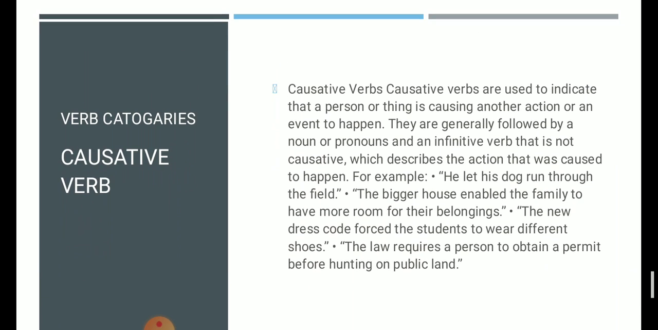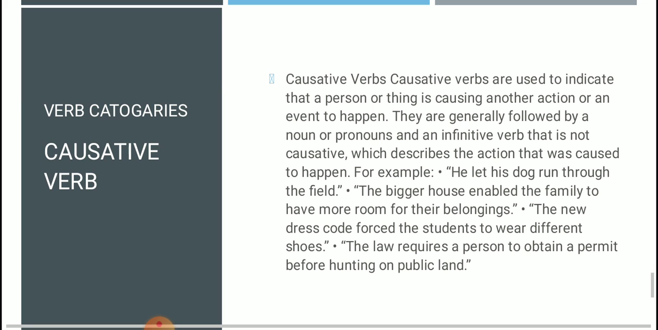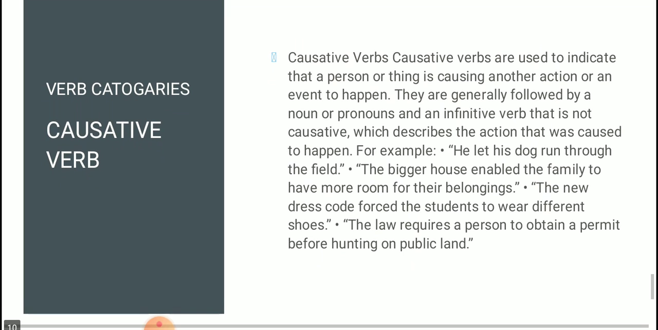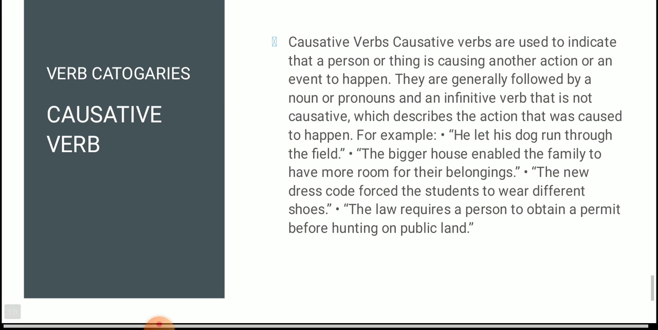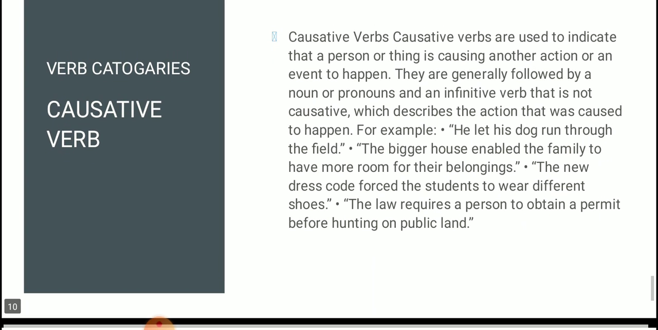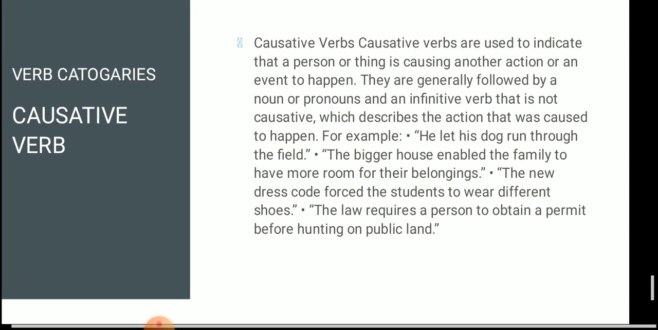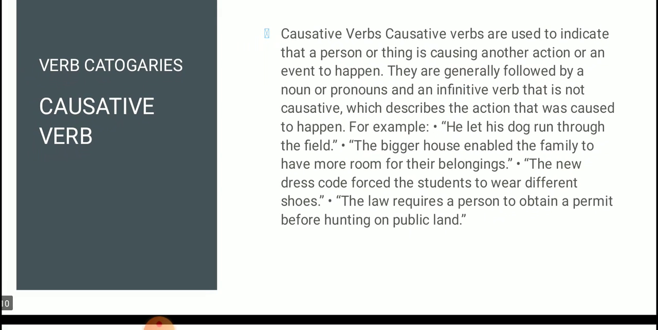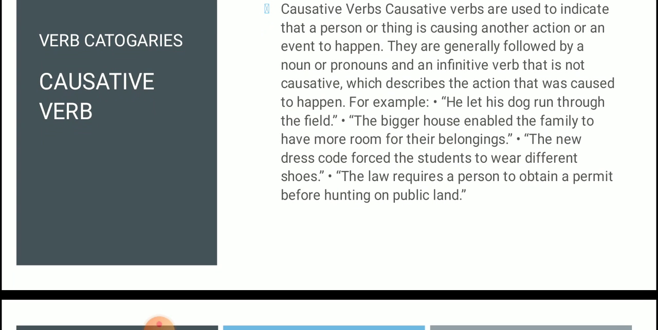Causative verbs are used to indicate that a person or thing is causing another action or event to happen. They are generally followed by a noun, a pronoun, or an infinitive verb that is not causative, which describes the action that was caused to happen. You can see here, he let his dog run through the field. The bigger house enabled the family to have more room for their belongings. The new dress code forced the students to wear different shoes. The law requires a person to obtain a permit before hunting on public land.